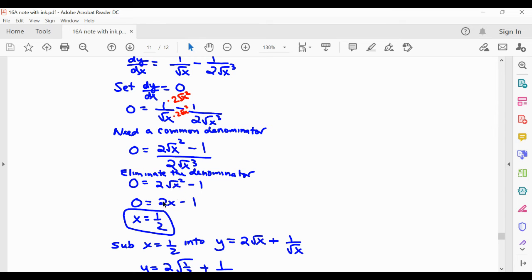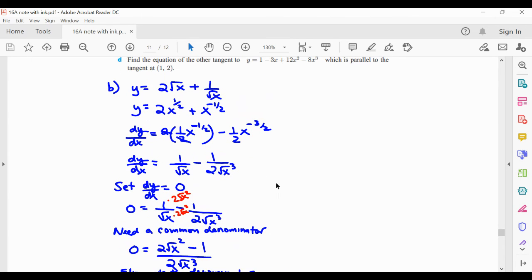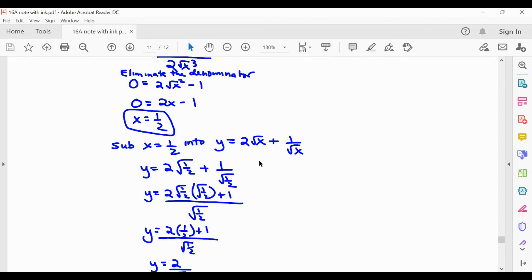And then I can solve for x. Now, root x squared is just the same as x. And then I can bring the 1 over, divide by 2, and find out that x is 1/2. Now I know the x value where we have a horizontal tangent. So I'm going to plug that into my original expression, original expression up here, and I'm going to solve for y.